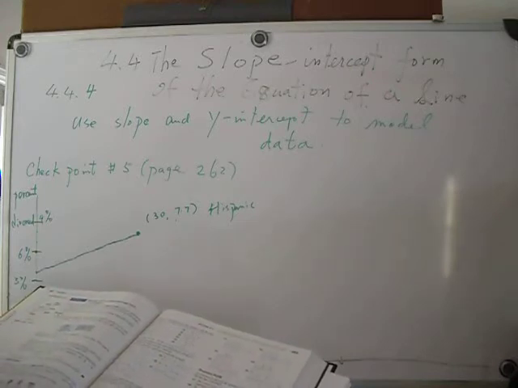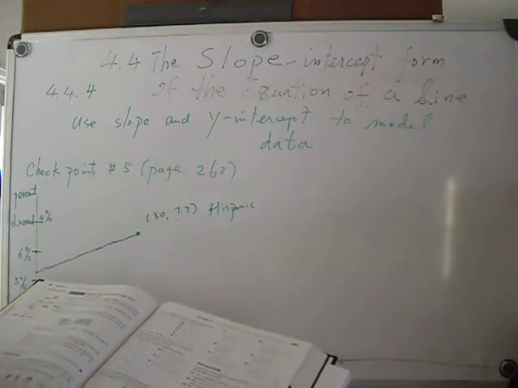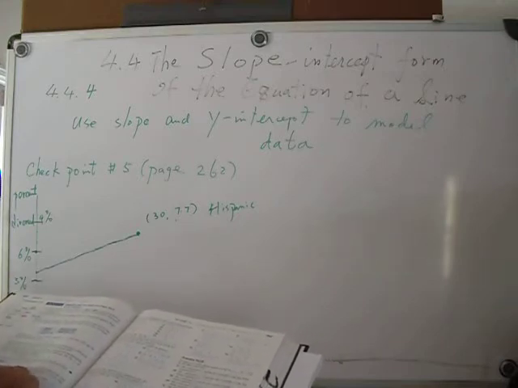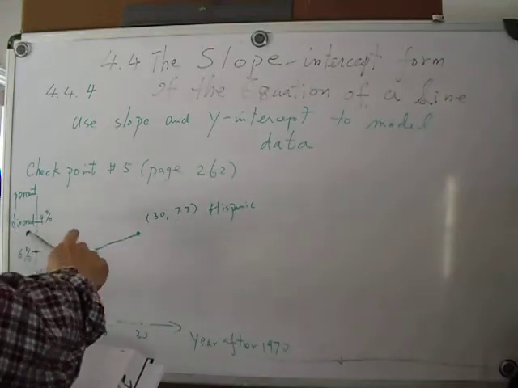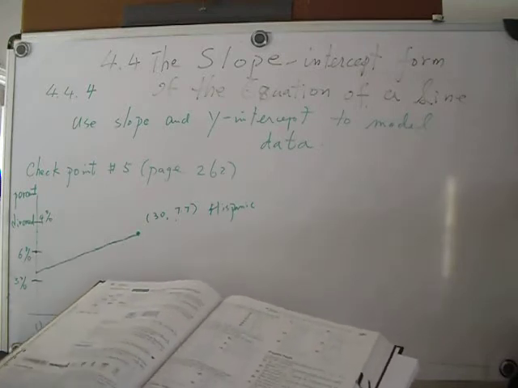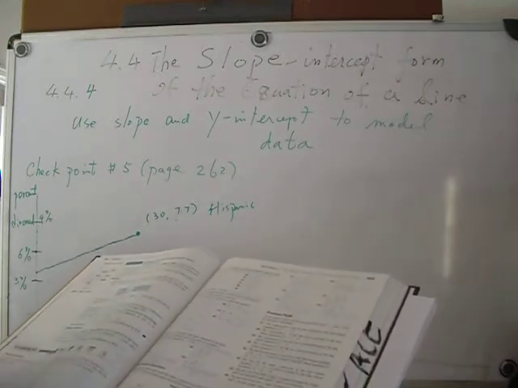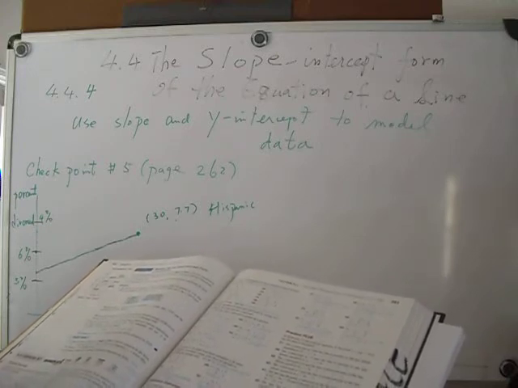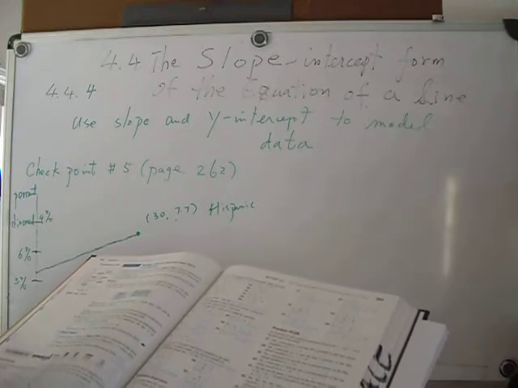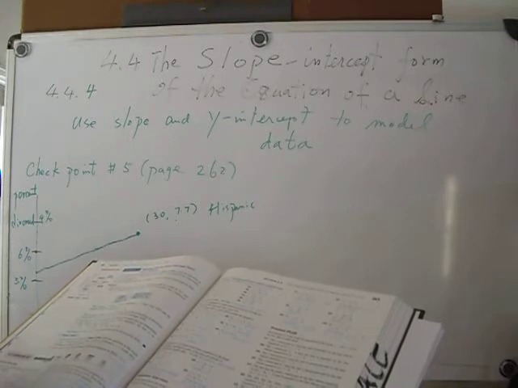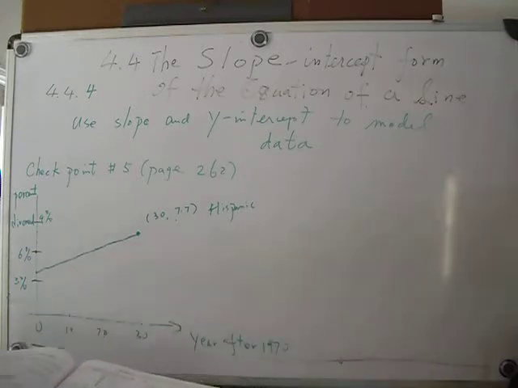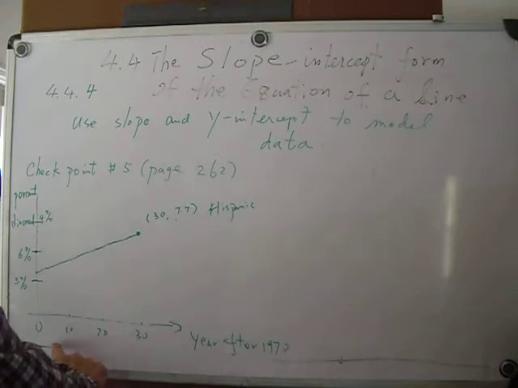Read the problem. Number A. Use the 2 points for Hispanic in figure 4.33b. This is 4.33b, also in the textbook. You want to find the equation in the form y equals mx plus b. That's slope-intercept form. The model is the percentage of divorced Hispanics, y, x years after 1970.